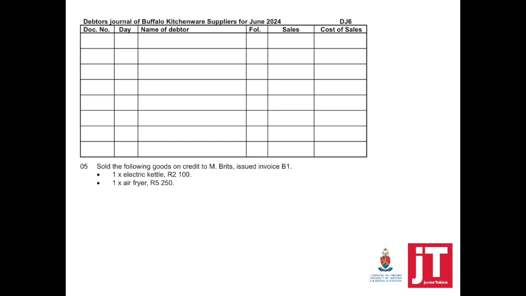This makes it much easier if you get a type of transaction where they told you that the debtor settled his account. Then I need to consider, but did he purchase on credit? What was his opening balance? Was there any payment made before that date? So we need to look at all the transactions then. So we're first going to start with the Debtors Journal.